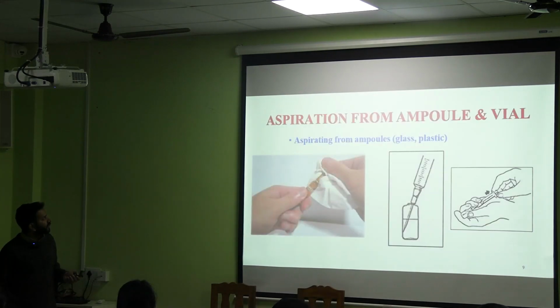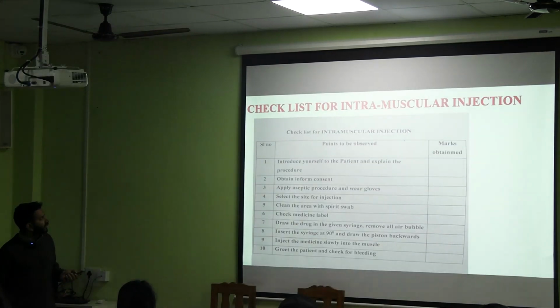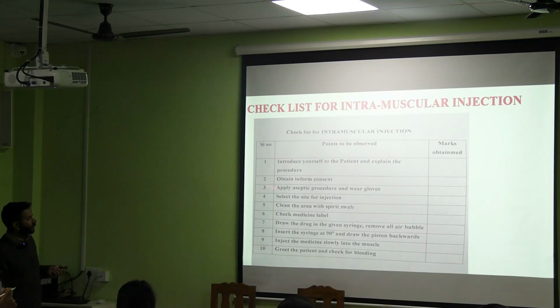We'll see some checklist here, before going for the practical. See how to aspirate from ampule and vial, aspirating from ampules, glass or plastic. This is the checklist for intramuscular injection. What points will you be observing? These are the points, and the examiner will be giving you marks for that.